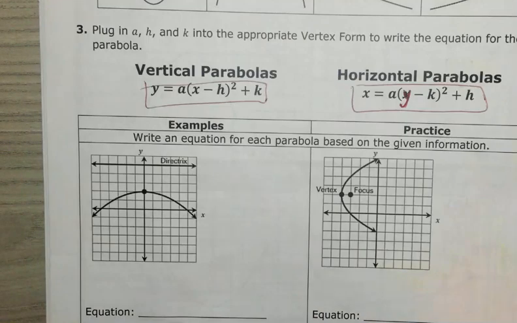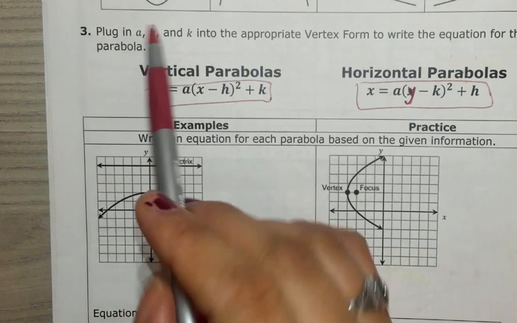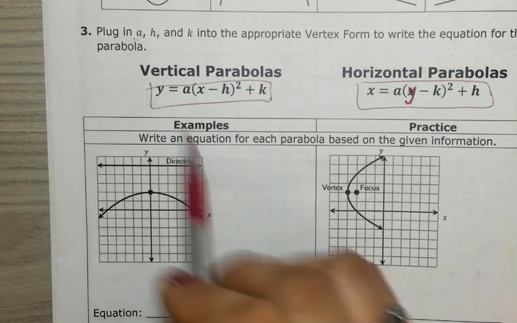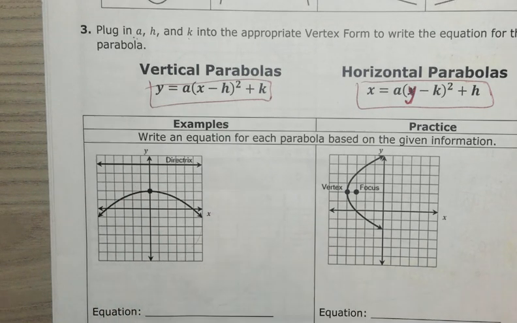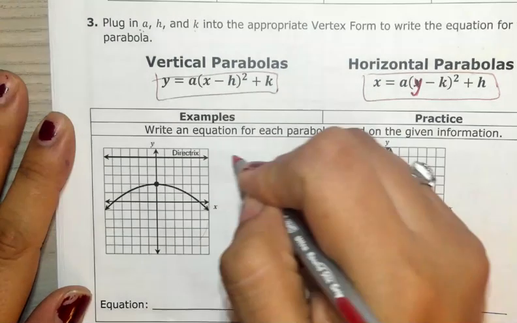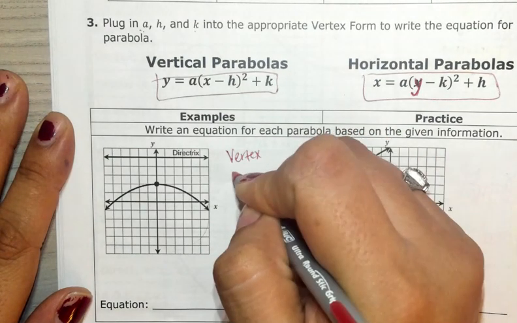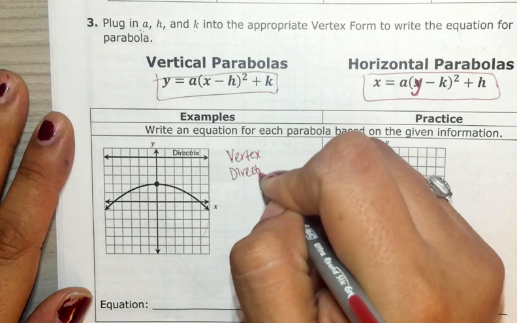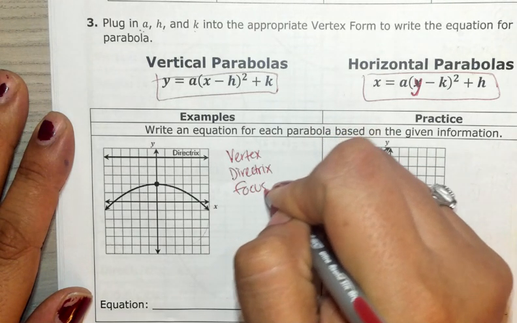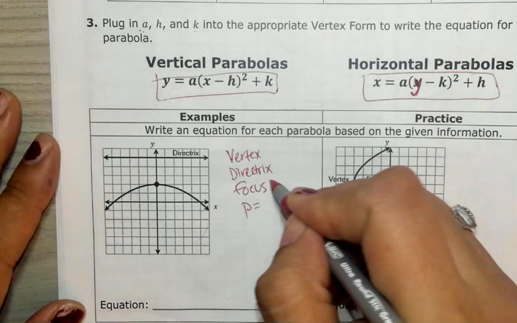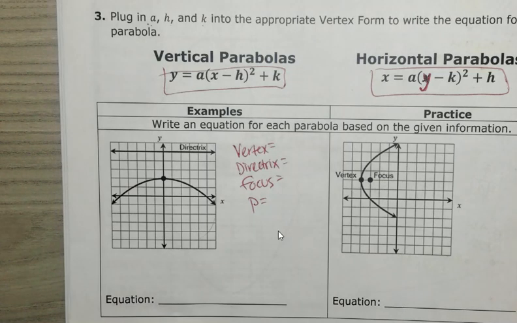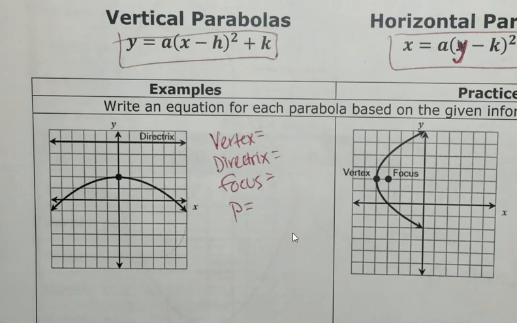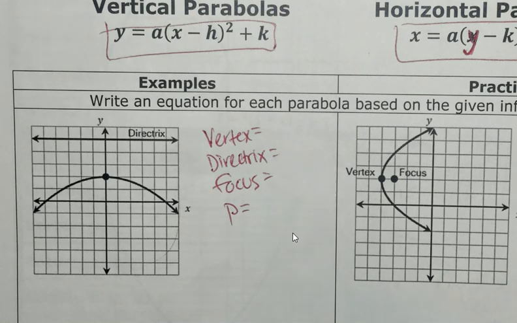All right, so here's some examples. We're gonna do this first one, and it's asking you to plug in the a, h, and k from the information shown. So the analysis you're gonna do is ask yourself, do I have the vertex? Do I have the directrix? Do I have the focus? Like those questions will help you. Do I have the p-value? Like all of these are things that you need to identify, but mainly you only need the vertex and the a value to write the equation.